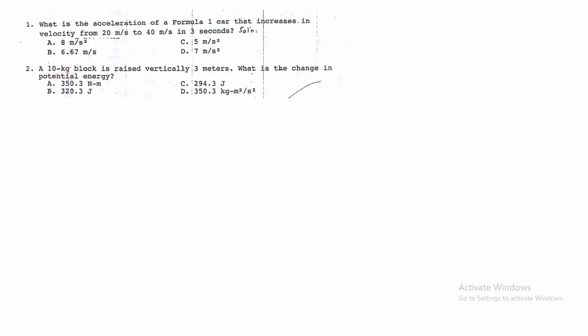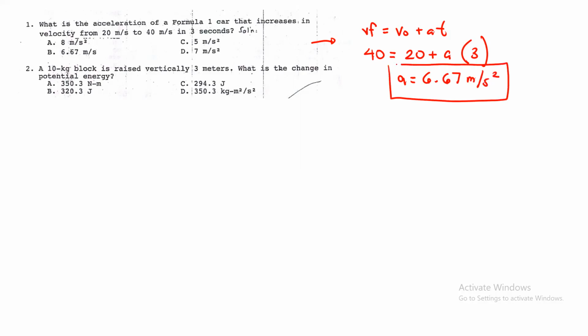So, let's start. Number 1, what is the acceleration of a Formula 1 car that increases in velocity from 20 to 40 in 3 seconds? Medyo madali lang itong 1, no? So dito, VF is equals to VI plus acceleration times time lang. Ilan yung final velocity? 40. Initial is 20 plus acceleration times time na 3 seconds. Shift solve, makukuha natin 6.67 meter per second squared. So, the answer is letter B.